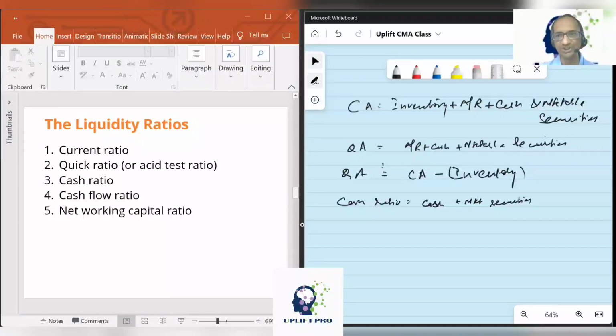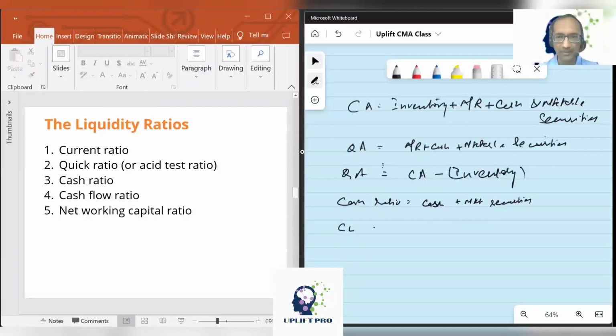Wherever we say cash, we always refer to it as cash and bank balances. Bank balance is considered as good as having hard cash in hand. So cash ratio is cash plus marketable securities. Now, these are the assets. You compare them with your current liabilities.